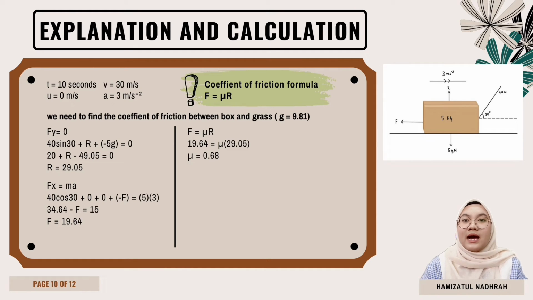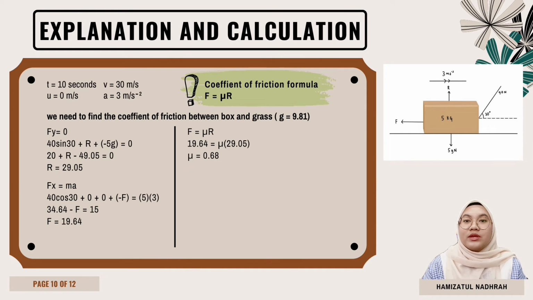Second step is Fx equal to MA. Why is 40 cos 30 positive? This is because our force is in the first quadrant, where sine, cos and tan are positive. So we write 40 cos 30 plus 0 plus negative F equal to mass times acceleration. The mass for this situation is 5 kg and the acceleration is 3 meters per second squared. The answer that we get for F is 19.64.